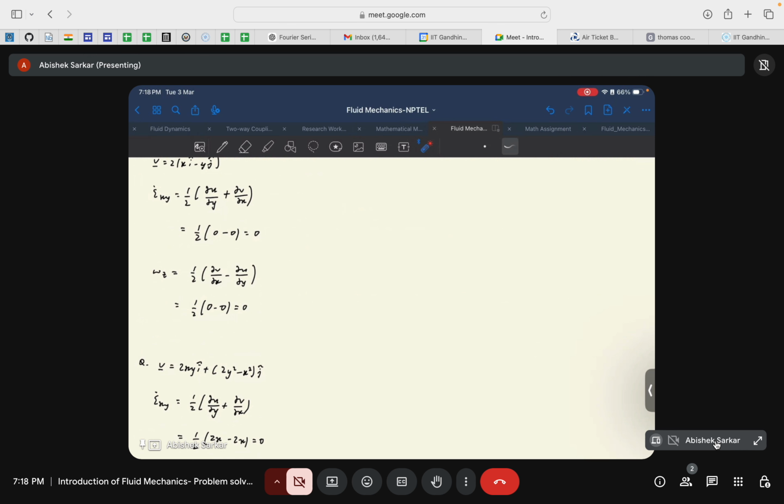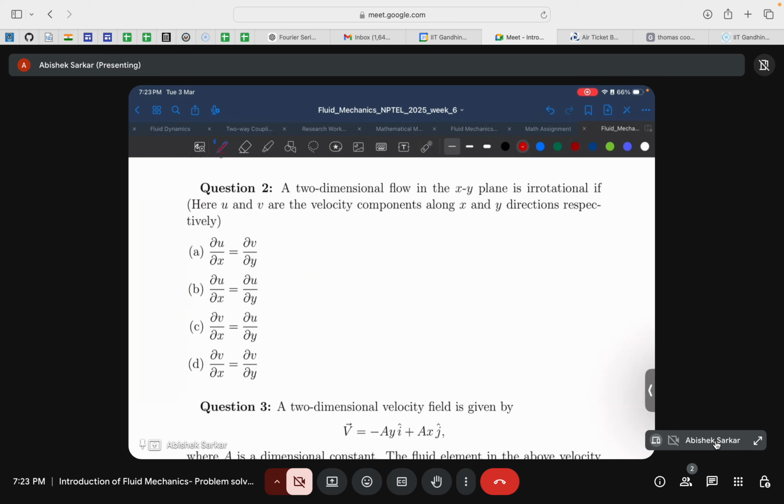Okay, so let us look at question number 2, which says a two-dimensional flow in the xy plane is irrotational if the u and v velocity components along x and y directions are respectively what? Okay, so this question is very simple. Since there are very few students, I will just take this question directly. Maybe you can spare some time on question number 3.